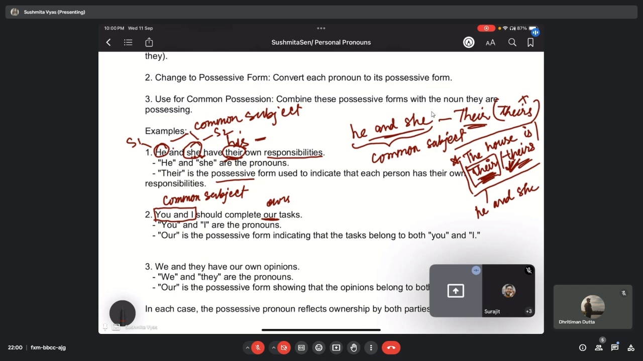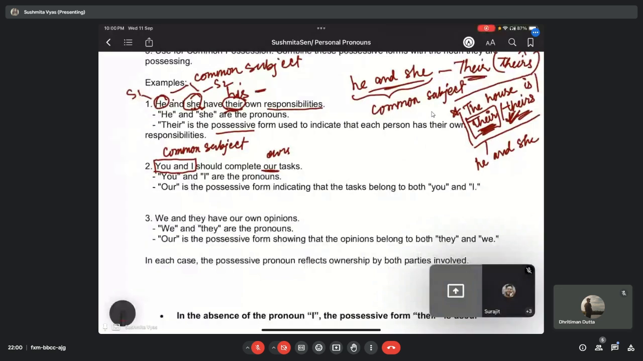We and they have our own opinions. We मतलब हमारे और they मतलब उनके खुद के अपने opinions है. Okay. So it will be our, the possessive form, showing that the opinions belong to both they and we. Okay. Is this clear? Okay. This is not clear.